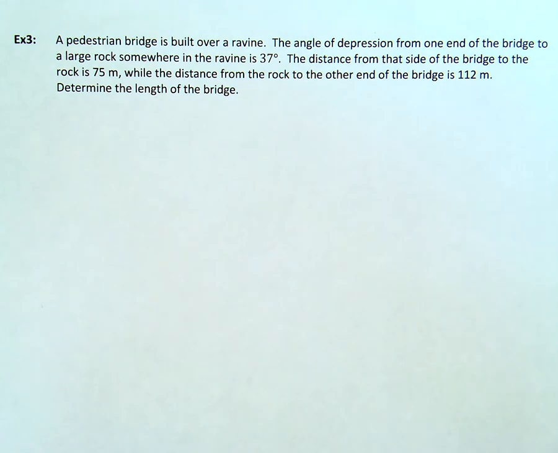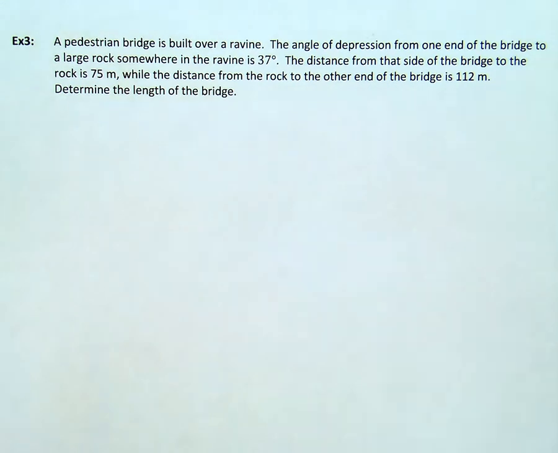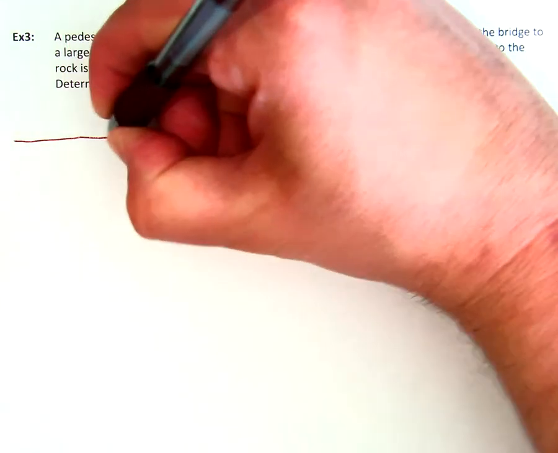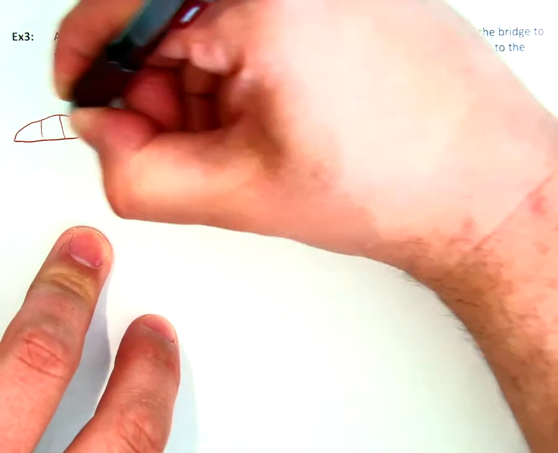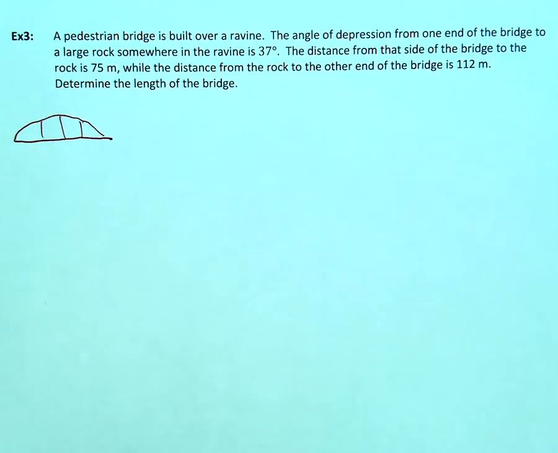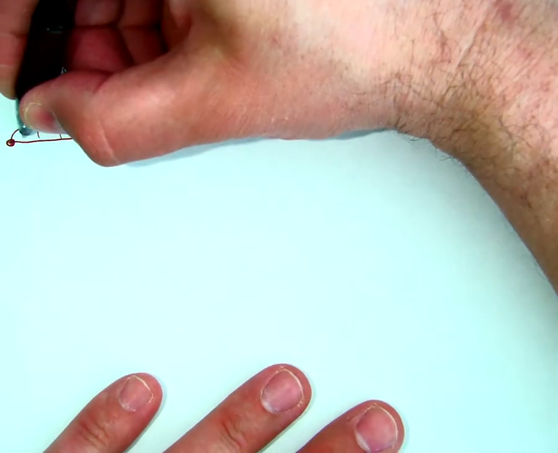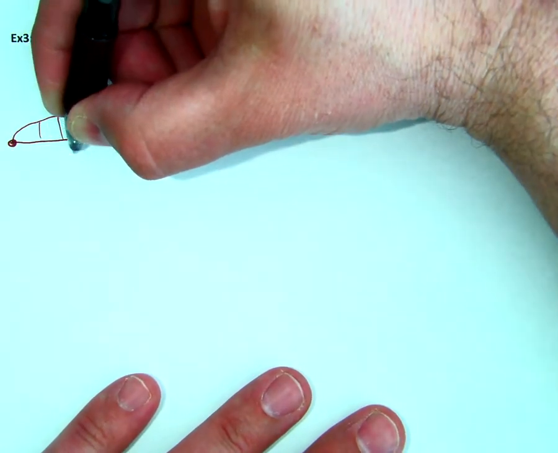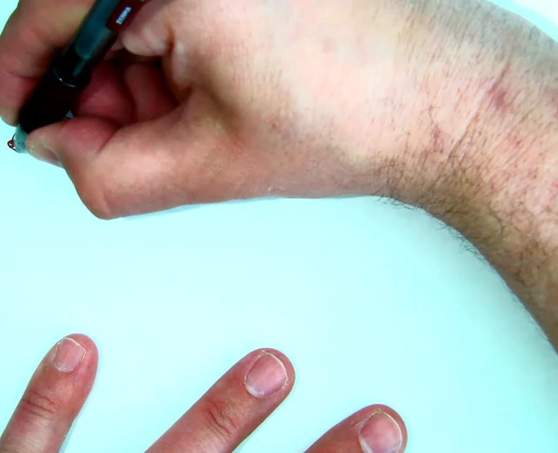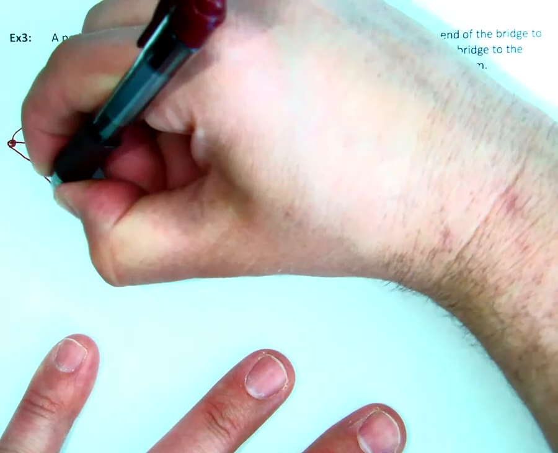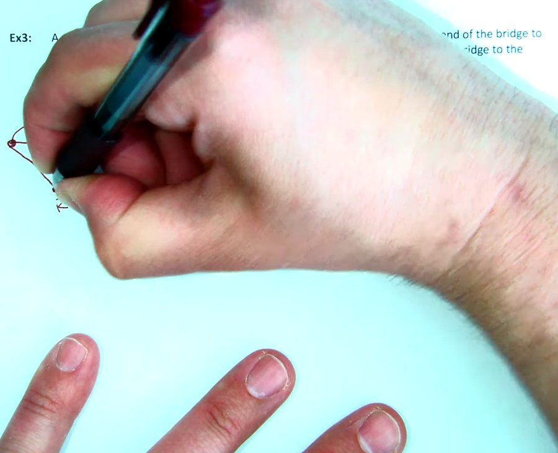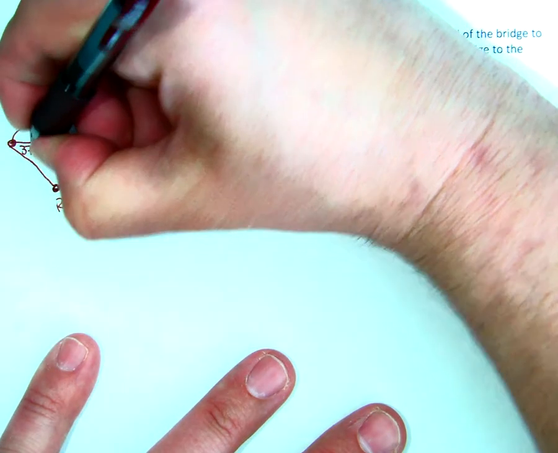That's the first step. So a pedestrian bridge is built over a ravine. So here's my pedestrian bridge over a ravine. Fancy bridge, there you go. The angle of depression from one end of the bridge would mean you're looking horizontally across the bridge and then rotate down 37 degrees, to some rock in the center. So there's my rock. So this angle in here will be 37 degrees.